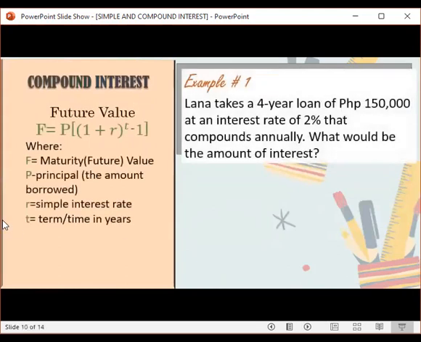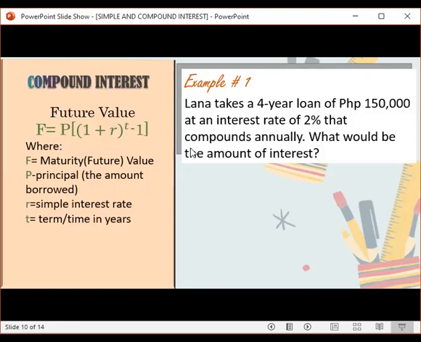So, let's proceed in example number 1. So, we have future value and present value. So for the future value or the maturity value ng compound interest, we have the formula of future value is equal to the principal times 1 plus rate raised to time minus 1, where F is the future value, P is the principal, R is the rate, and T is the time.